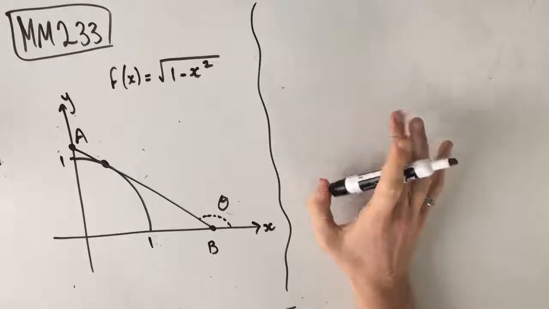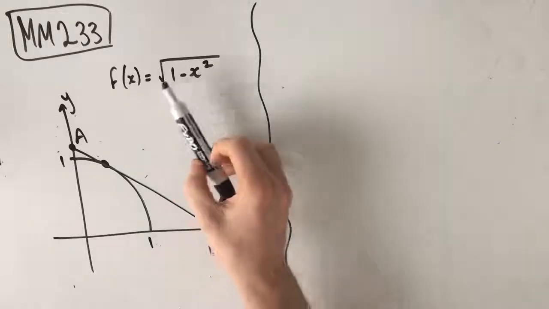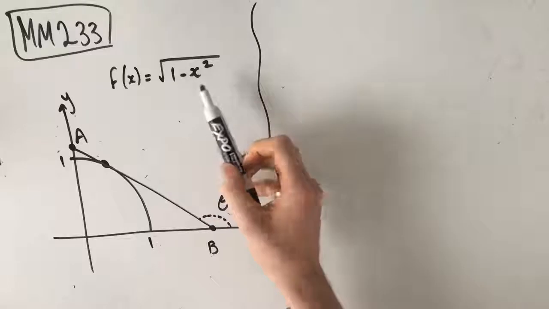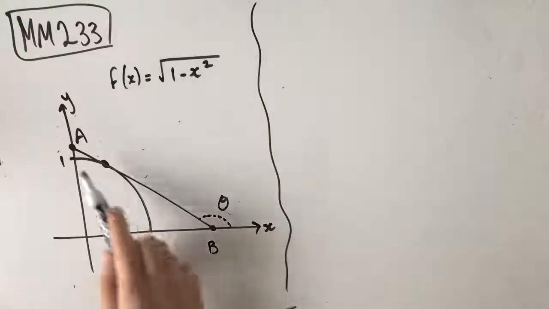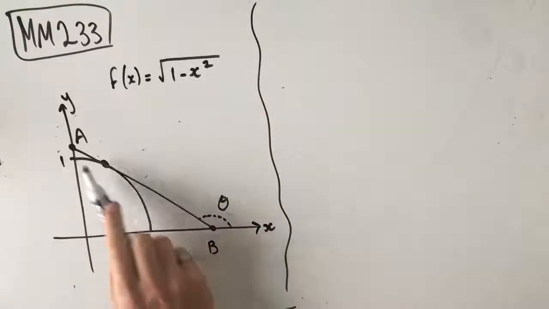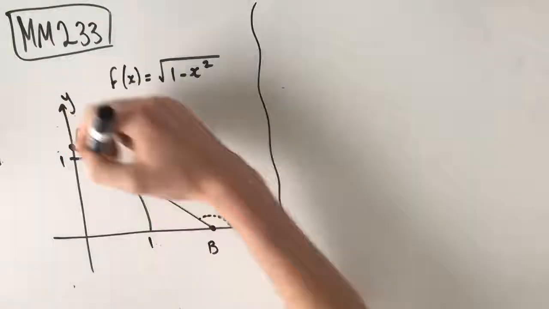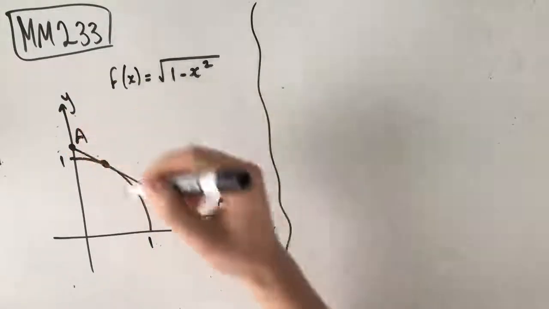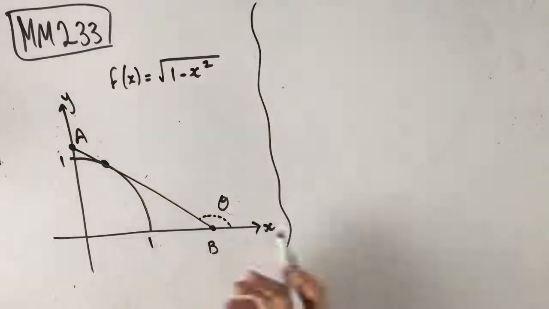So, in this question we've got a graph which is f of x equals the square root of 1 take x squared between 0 and 1, which is this graph here, this kind of like quarter circle looking thing. We've got this line AB that's kind of cutting across it. We've got this angle theta, which we'll deal with later as well.